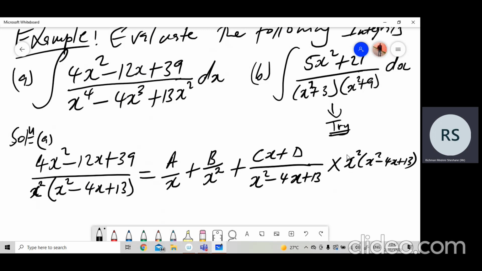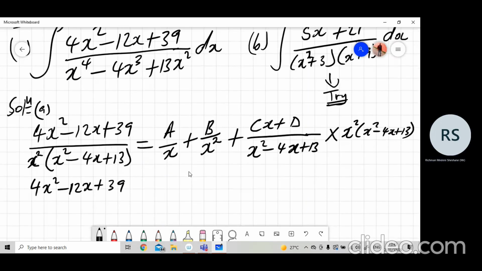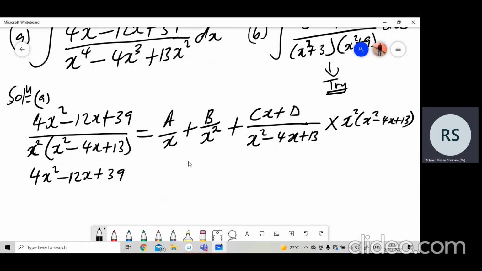You multiply by this expression on the left hand side and also on the right hand side. So let's start by multiplying this expression on the right hand side. You see it will cancel with this. This is the same thing. So we're going to have 4x squared minus 12x plus 39.